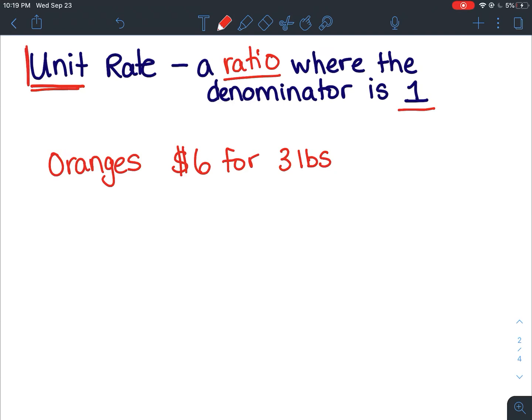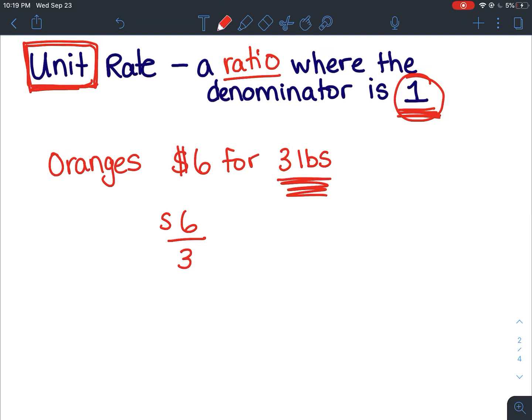If I want to turn it into a unit rate, I need my denominator to be 1, which means I need this to actually be a 1. Because another way to write this ratio is 6 over 3, and it's dollars and amount of oranges. So I need this number to turn into a 1. And how can I do that?